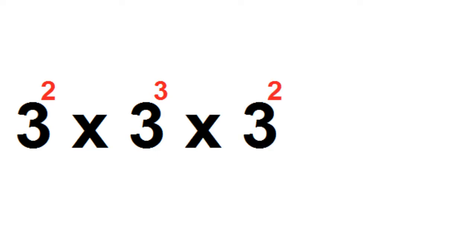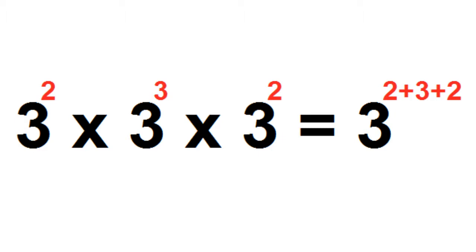And it doesn't just have to be 2 index numbers either. If you had 3 squared times 3 cubed times another 3 squared, you could write this as 3 to the power of 2 plus 3 plus 2, which is 3 to the power of 7. Straightforward, right? Now what if you were dividing index numbers? Suppose you had 3 cubed divided by 3 squared. Now what do you do?